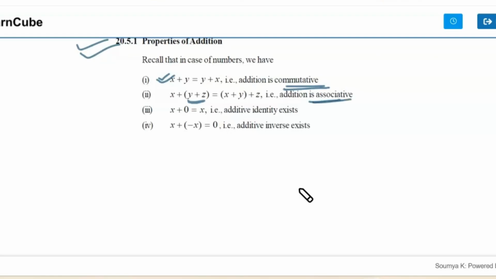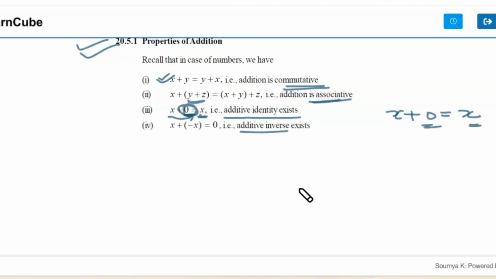So matrices do have the property of associativity. Next one is additive identity exists. That means when you have a matrix, and when it gets added to any matrix and it results in the same matrix, such a kind of additive identity exists, and that is 0 here. Okay, so x plus 0 will give you x. That means when you add the 0 matrix to it, you will get the same result.